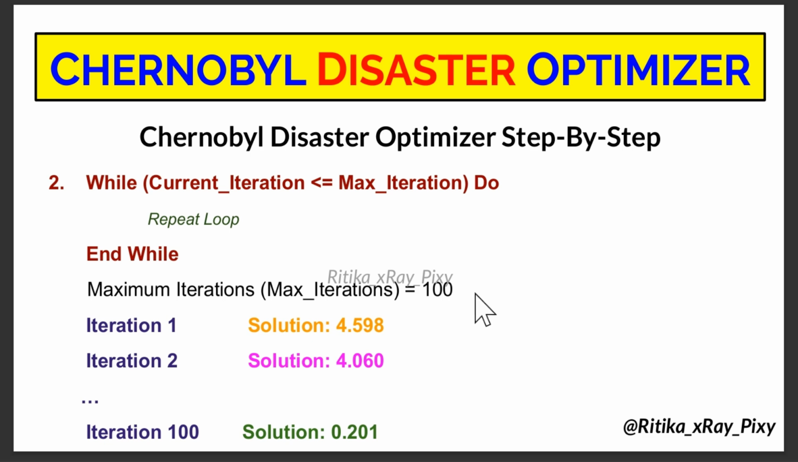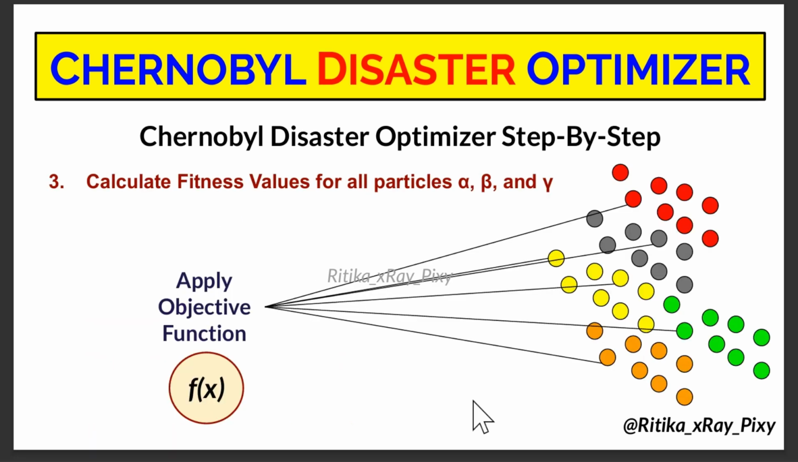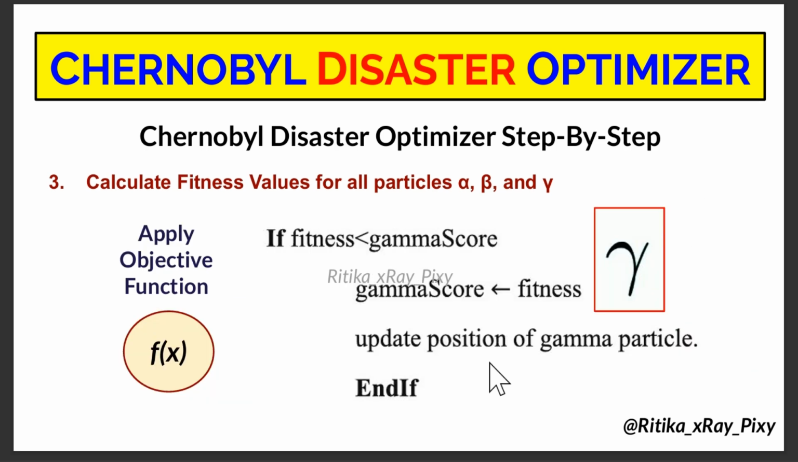For example, if we have 100 iterations, then we will repeat the loop 100 times and after that it will display the best solution. Step 3, we will calculate the fitness score. Now we will evaluate the fitness for each particle, and the fitness score is used to measure how good the current position of the particle is, that is, how close it is to the optimal solution.